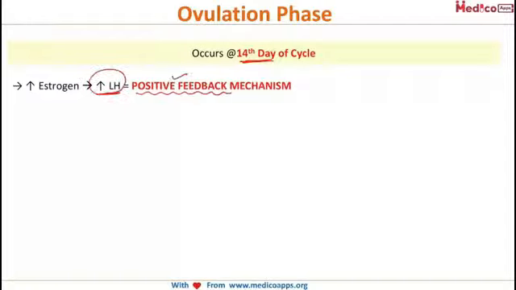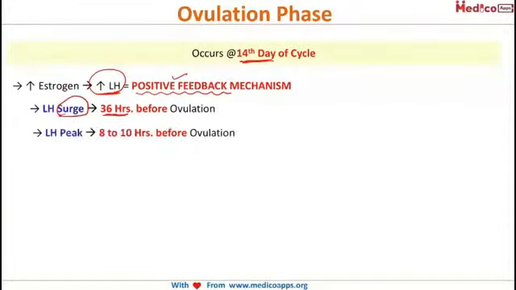So, when does this LH level increase? There are two types of increases in the LH level. Let's understand the difference between these two. The first one we are looking at is the LH surge. It occurs 36 hours before ovulation. And the LH peak occurs 8 to 10 hours before ovulation.